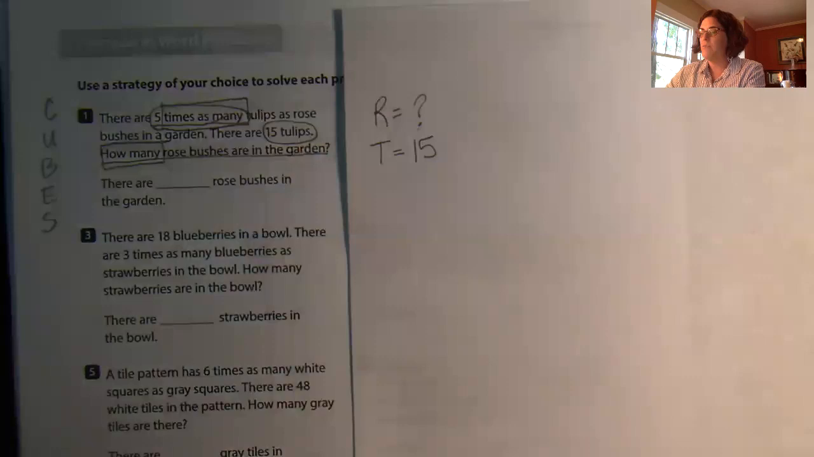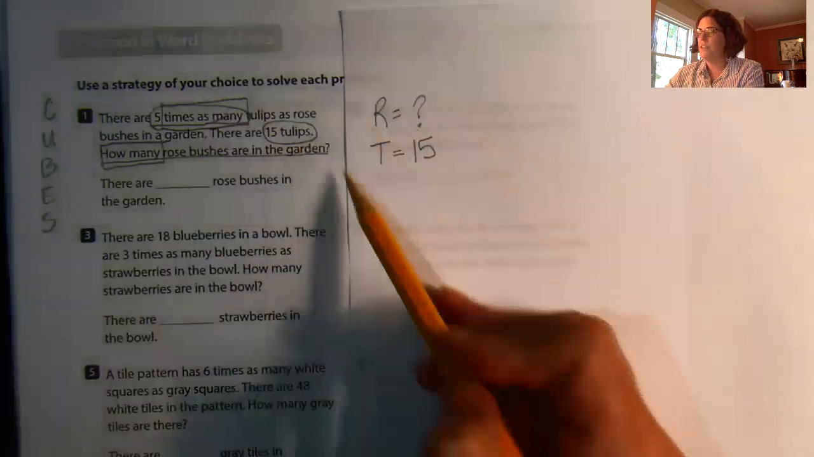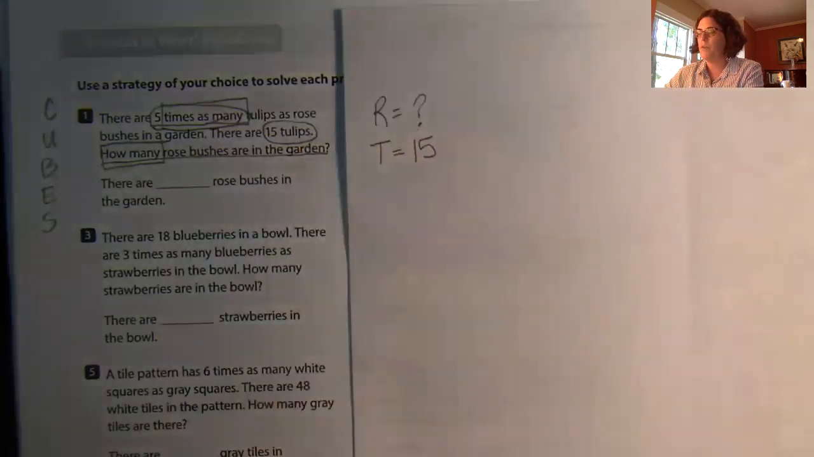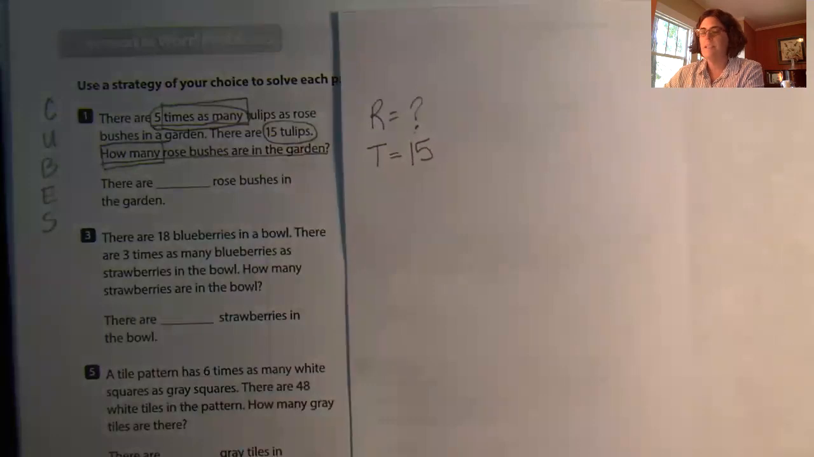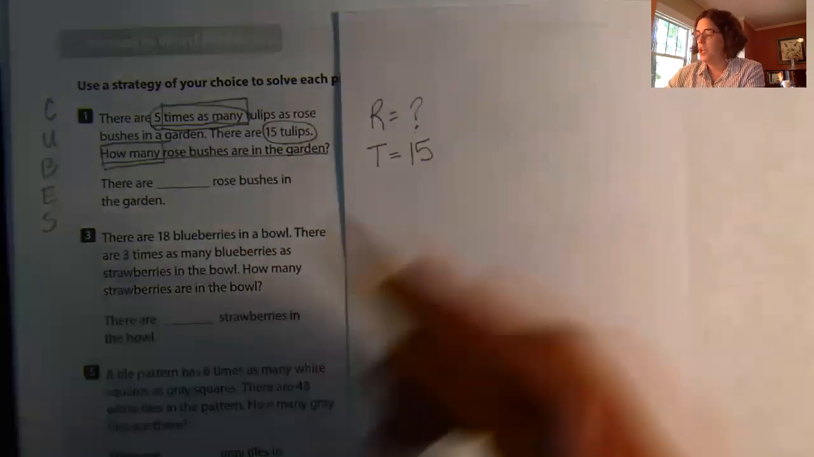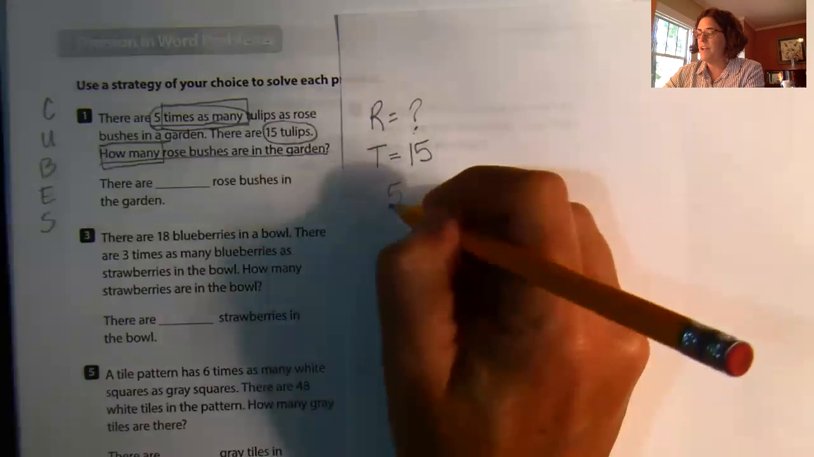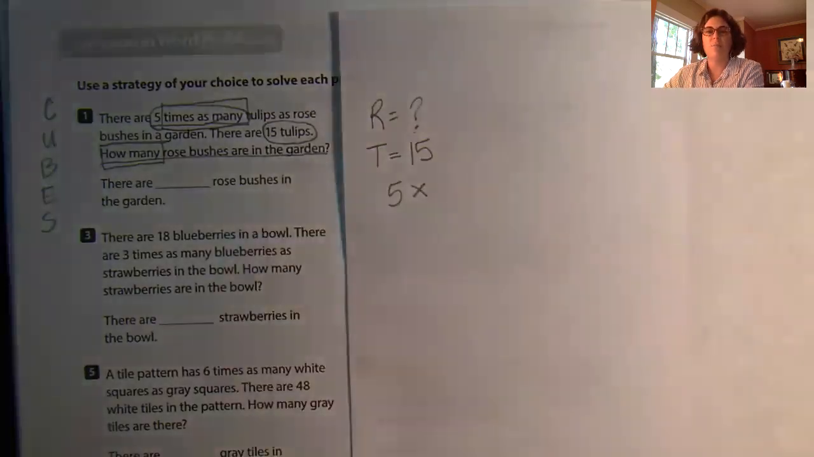So off to the side, we've just noted some of the important things that we need to use in our problem. Let's take a look at that other number in our word problem. It says times as many. What operation does that mean? Very good, multiplication. So I'm going to just write 5 and the multiplication sign, 5 times.